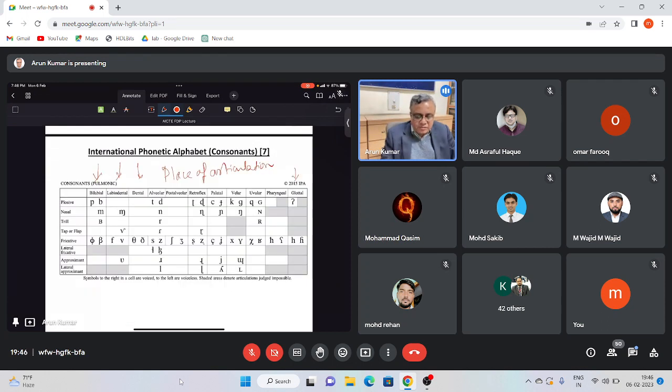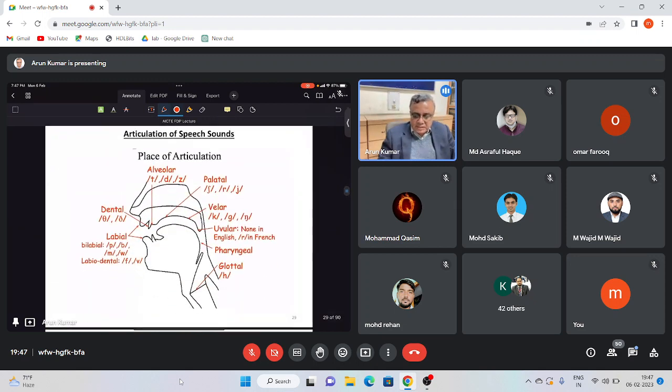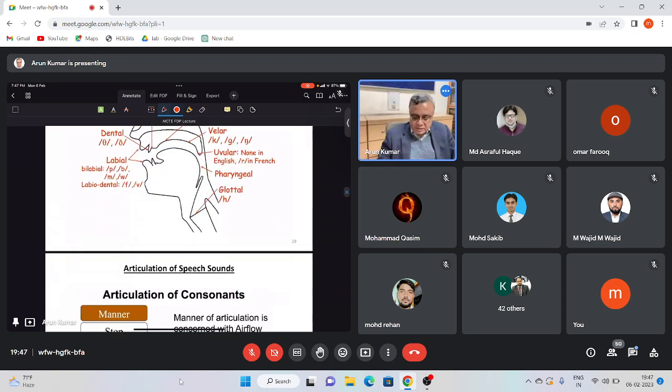Then we have the manner of articulation, which is represented by the rows. The important ones are plosive sounds, nasal sounds, and fricative sounds. These three I will discuss in a little more detail. Place of articulation I already discussed. That is where you create the constriction in the vocal tract with the tongue, right? So these are the different places of articulation.